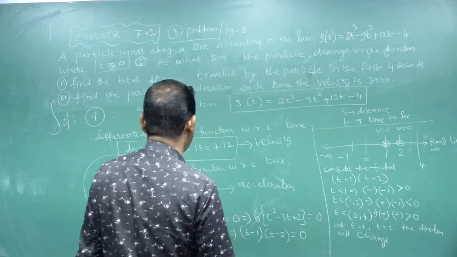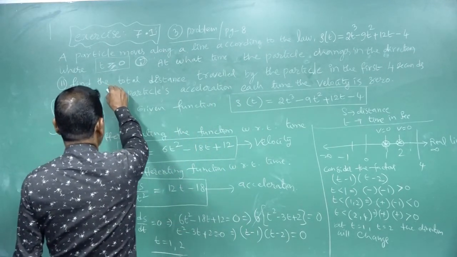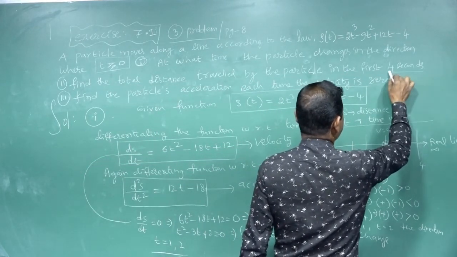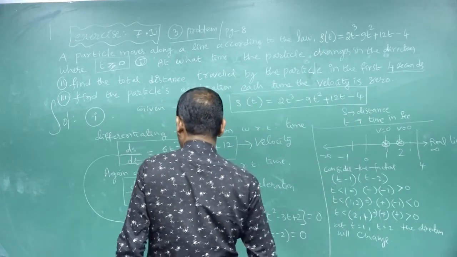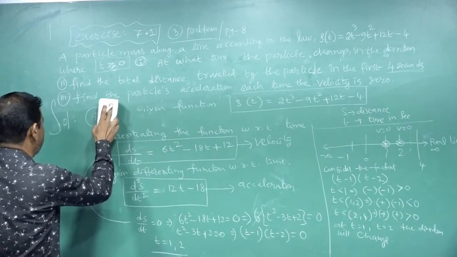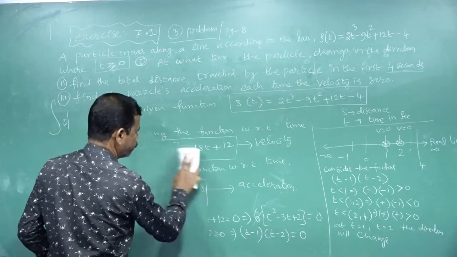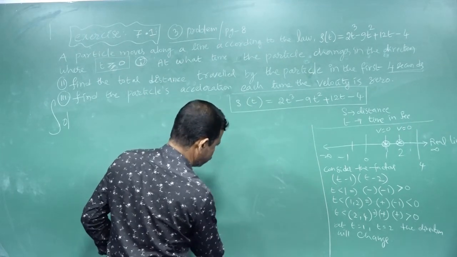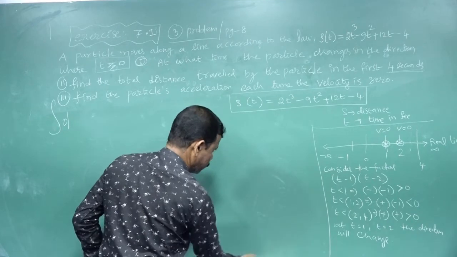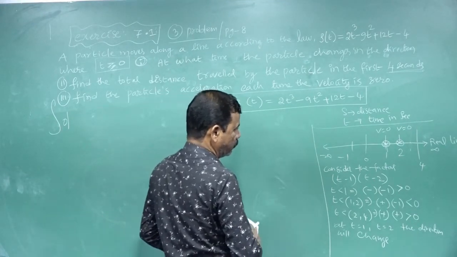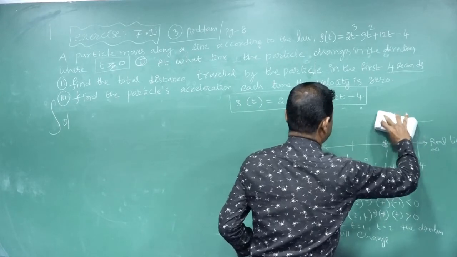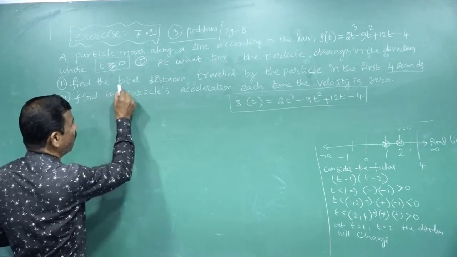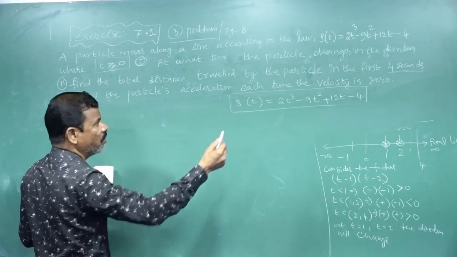After that, this is the first question. Find the total distance travelled by the particle in the first 4 seconds. Here it is given up to 4 seconds. So next I write this solution 1. What is it asking? Find the total distance travelled by the particle in the first 4 seconds.